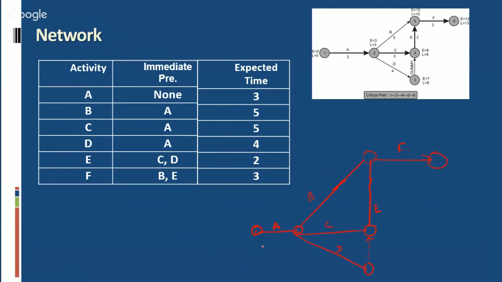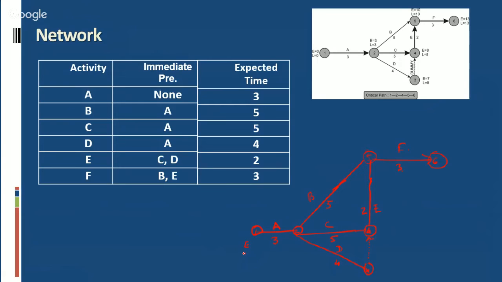This is our network diagram, and the expected time for activity A is 3, activity B is 5, activity C is 5, activity D is 4, activity E is 2, and activity F is 3. Nodes 1, 2, 3, 4, 5, 6.